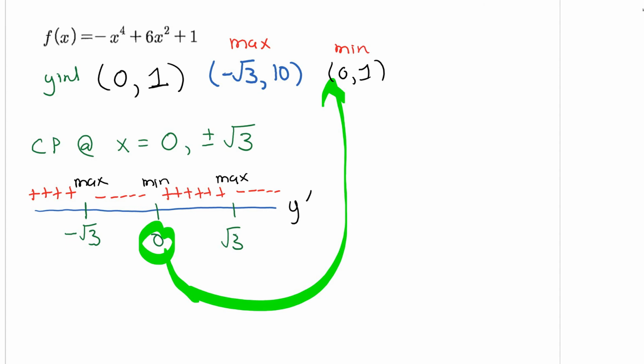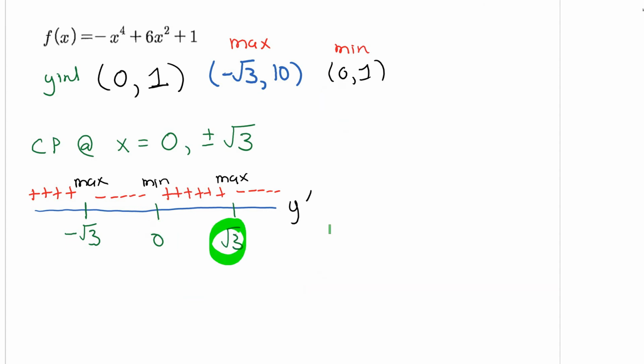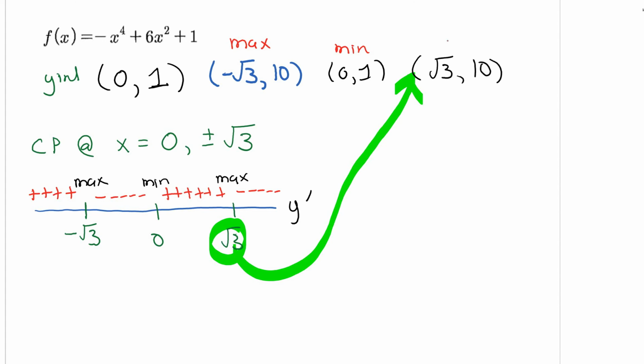minimum. Okay, and then after that, we're going to take our positive root 3 and plug that back into the original. And if I do that, I get positive root 3, and the y value will be positive 10, and this will be a max.